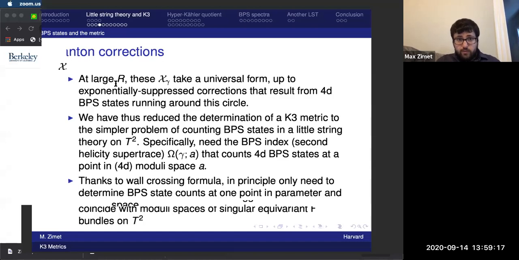Okay, so this is just reiterating what I just said. At large R, these functions take some universal form, the semi-flat limit, and then there are some exponentially suppressed corrections that result from BPS states running around that circle. And so we've reduced the determination of a K3 metric to the enumerative problem of counting BPS states in a little string theory on a torus, which can be reformulated in terms of Gromov-Witten invariants of K3. So these are certain piecewise constant lists of integers on K3, and their discontinuities are just governed by the wall crossing formula.